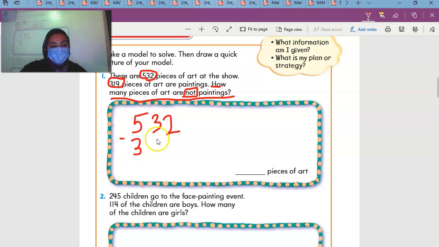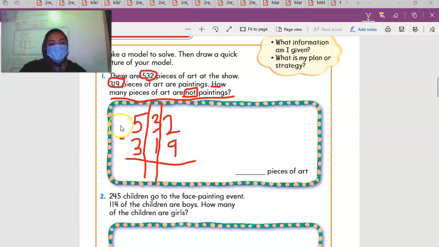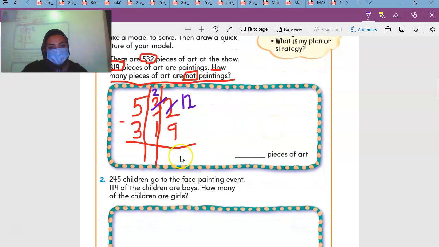532 is the bigger number. It needs to go on top, take away 319, and then elevator, escalator. And then you can pause the video and solve this problem. Okay, so let's find out. 2 take away 9. Can I do that? No. 3 becomes a 2, and 2 becomes a 12. 12 take away 9 is 3. And 2 take away 1 is 1. And 5 take away 3 is 2.